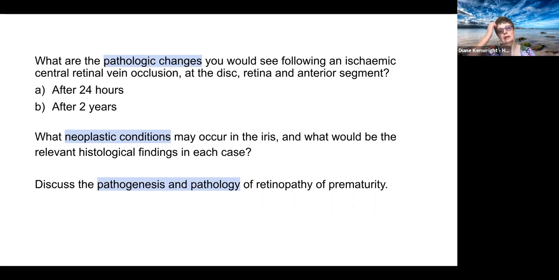Discuss the pathogenesis and pathology of retinopathy of prematurity. Again, the pathology here means what you see clinically and down the microscope.